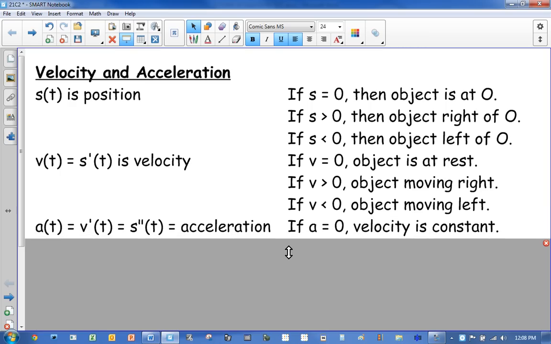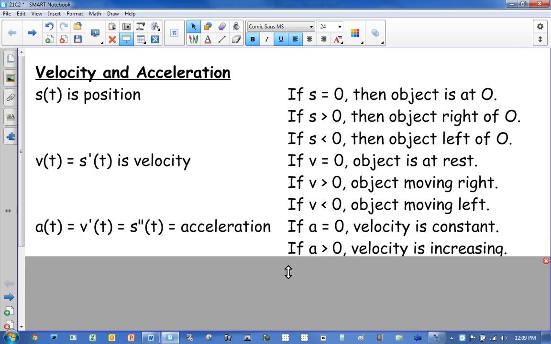Now let's talk about acceleration, which is the first derivative of velocity, and it is the second derivative of position. If acceleration is 0, then the velocity is constant. The object may be moving, but it's not getting any faster or slower. It's maintaining a constant velocity. So that's what it means when acceleration is equal to 0.